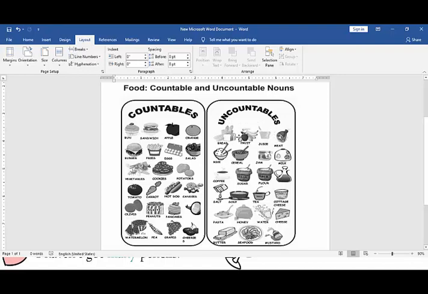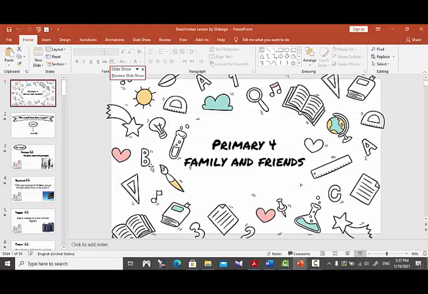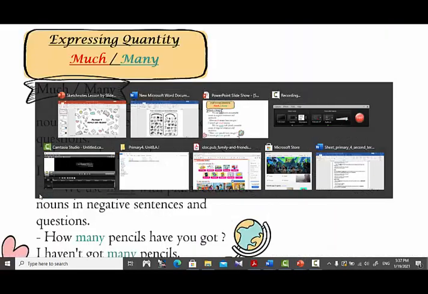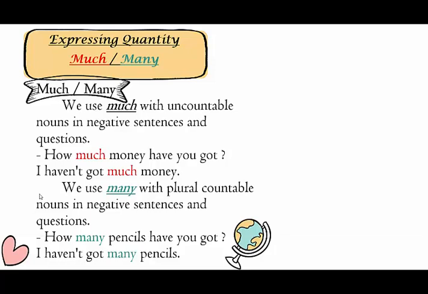Okay, and the next list, uncountable nouns: bread, fruit, juice, meat, rice, cereal, jam, milk, coffee, sugar, flour, salt, soup, tea, and so on. So here we have countable and uncountable nouns. And as we said, countable is something you can count, and uncountable is something you can't count.